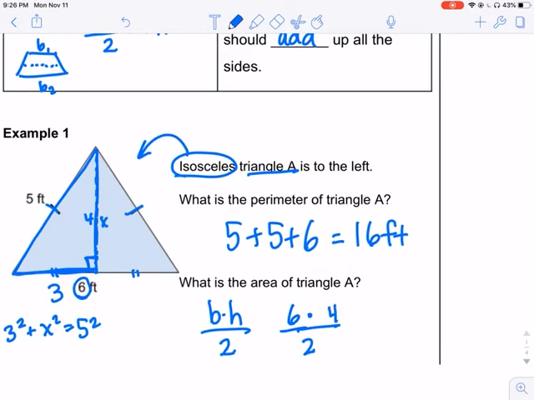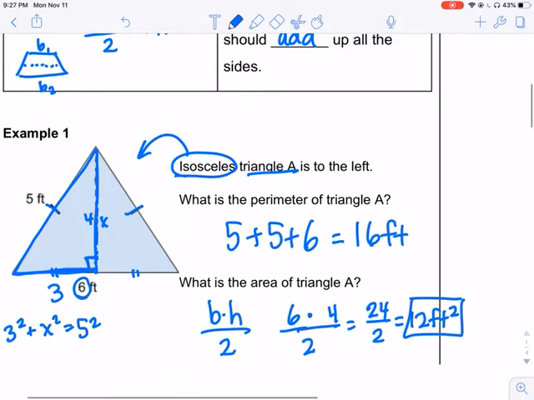So I'm going to do 6 times 4 is 24, divided by 2, which would be 12. And this is area, so it would be feet squared. That's going to be our area for the triangle. So I need to find out the height, and then I can do that.